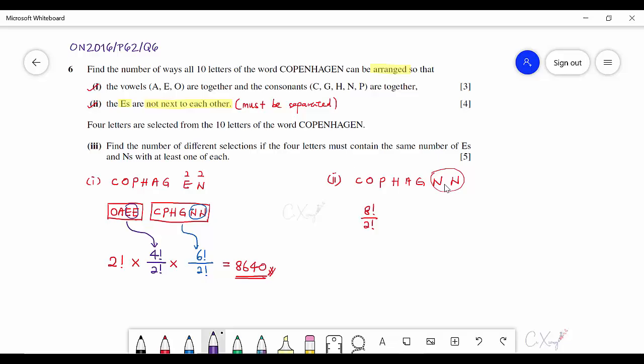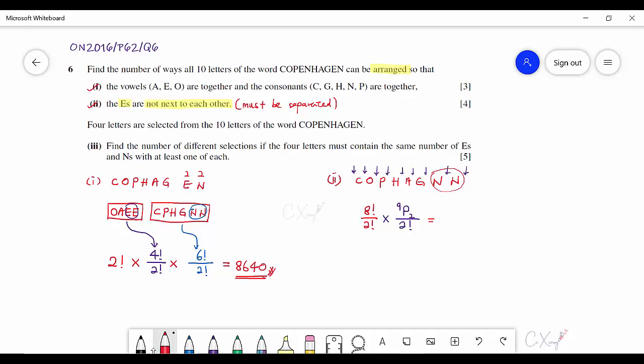So to put in the E separately, I have all the spaces here. So there are 1, 2, 3, 4, 5, 6, 7, 8, 9. 9 possible spaces to put in 2 letters E. Therefore, it should be 9P2. Okay, all right. So because we are having 9 possible spaces to put in 2 letters E, and again, these 2 letters E are identical, therefore you have to divide it by 2 factorial as well.